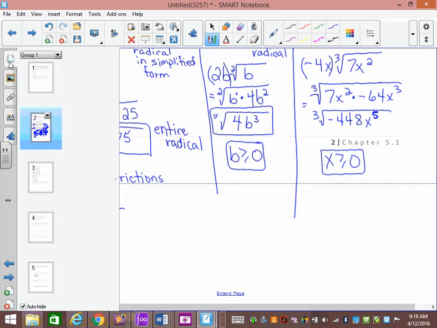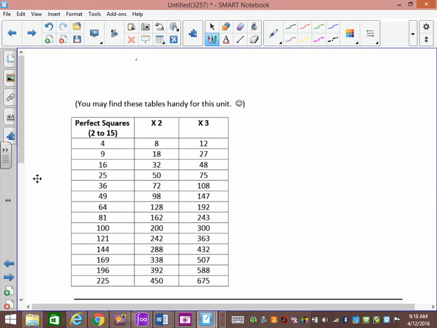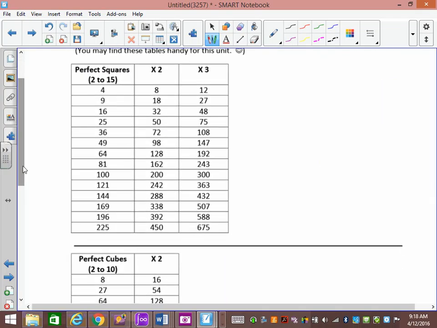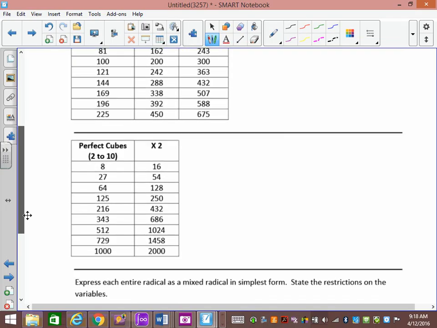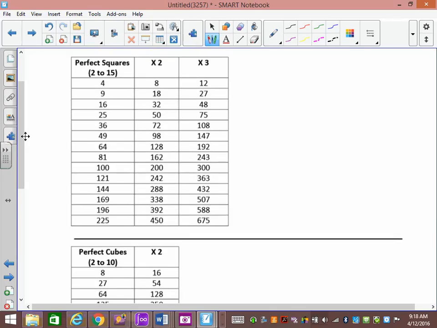Okay. This is a nice little handy-dandy table. It's not going to be given to you on your test. So if you want it on your test, you're going to have to take the time to draw it on your test. So perfect squares: 4, 9, 16, 25, 36, 49, 64, 81, 100, 121, 144, 169, 196, 225. And then your perfect cubes are this. The times 2 is just a nice thing, but you don't really need those so much as you need the perfect squares and the perfect cubes.